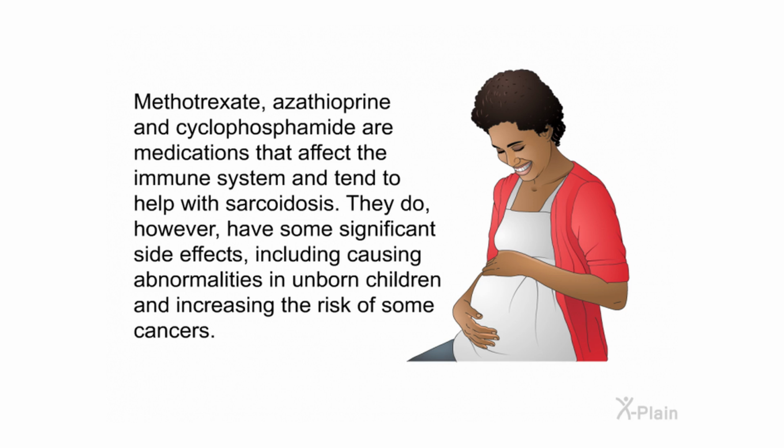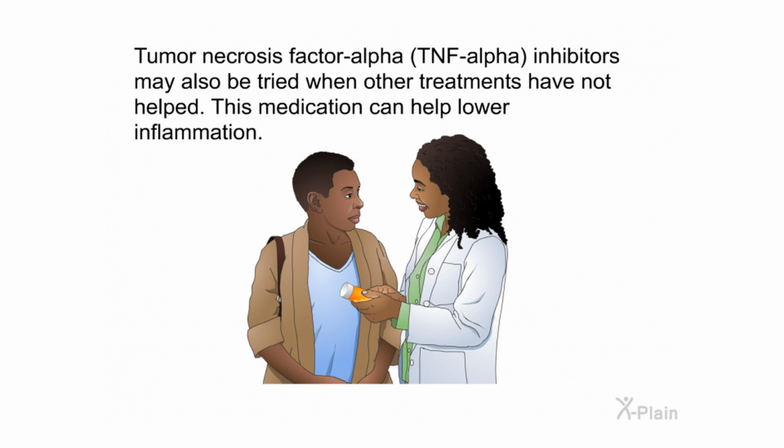Methotrexate, azathioprine, and cyclophosphamide are medications that affect the immune system and tend to help with sarcoidosis. They do, however, have some significant side effects, including causing abnormalities in unborn children and increasing the risk of some cancers. Tumor necrosis factor alpha, TNF-alpha, inhibitors may also be tried when other treatments have not helped. This medication can help lower inflammation.